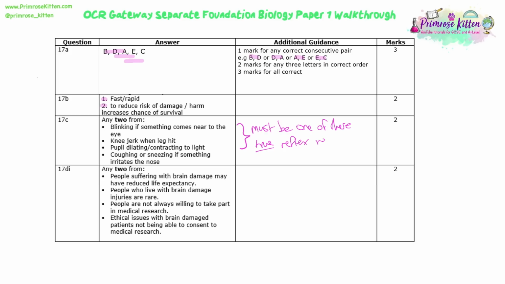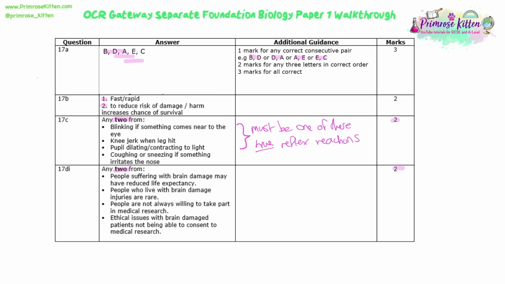You've got any 2 from this list for part C. So it must be 2 of these 4 options, because they're true reflex actions. You can't just say flinching if someone throws a ball at you, or jumping out the way of something dangerous. Like, that's not a true reflex action. So it's got to be from this list.